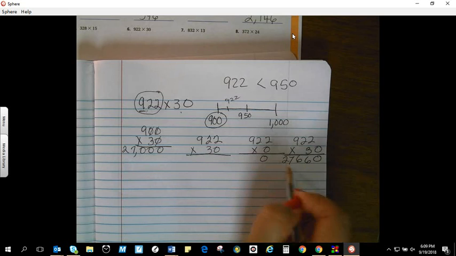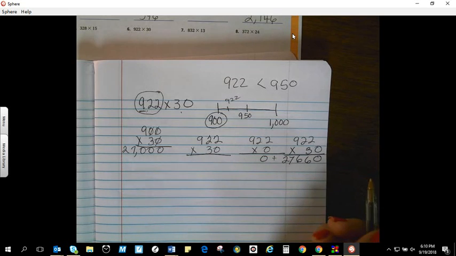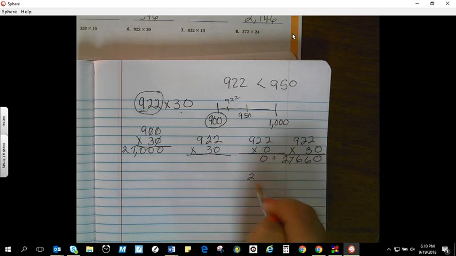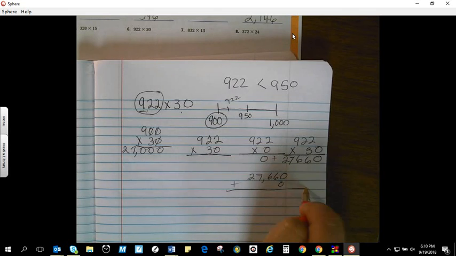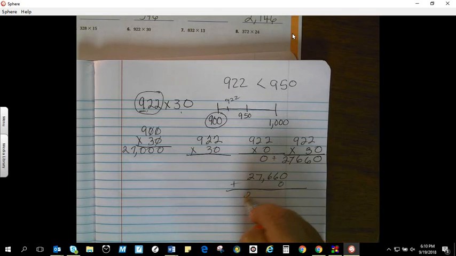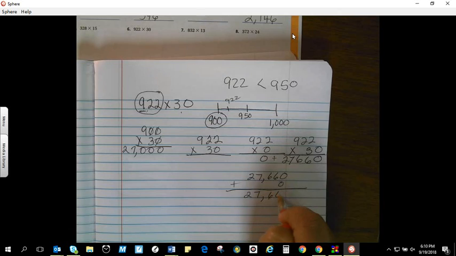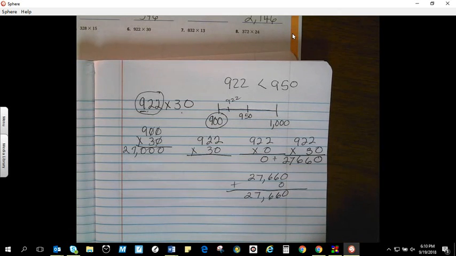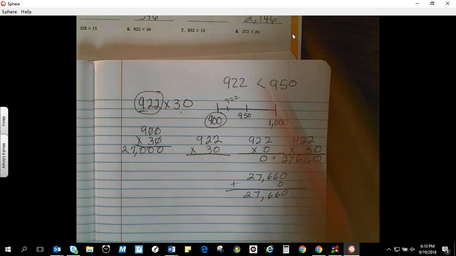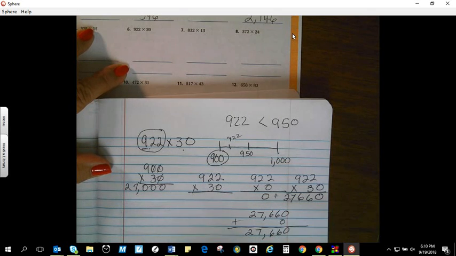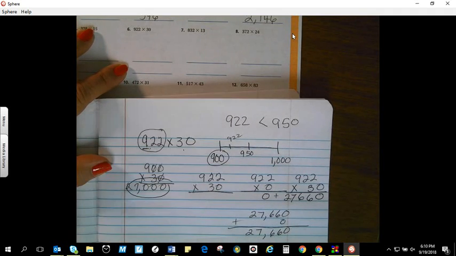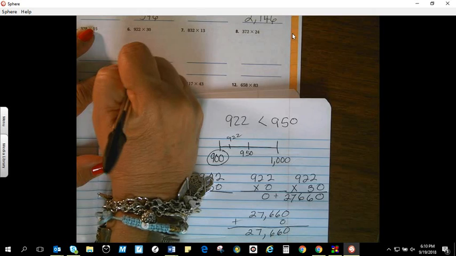Okay, now look at this, because remember you're going to add partial products. What is 27,660 plus 0? Yeah, you're right, it's the same answer. So the answer is 27,660. Okay, and so that's what you're going to place right over here. And so for number 6, my answer for my approximation is 27,000. So I'm going to write that here, 27,000.